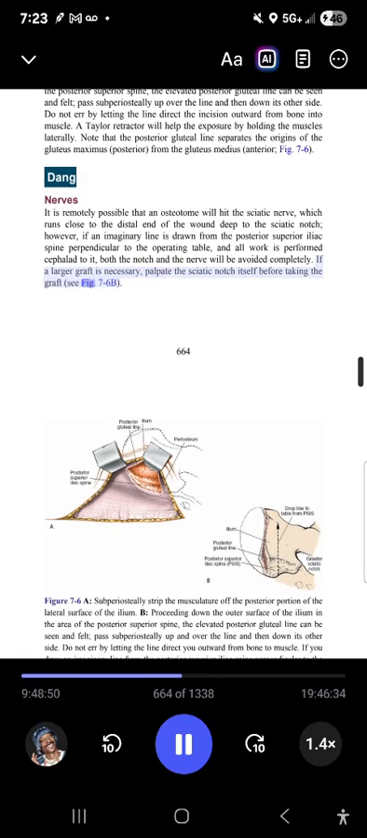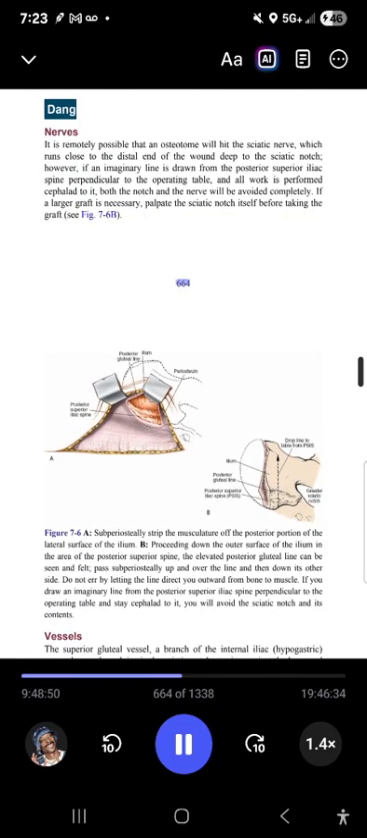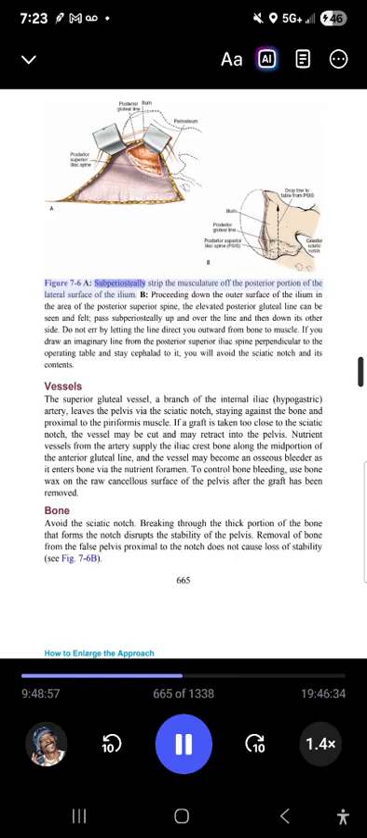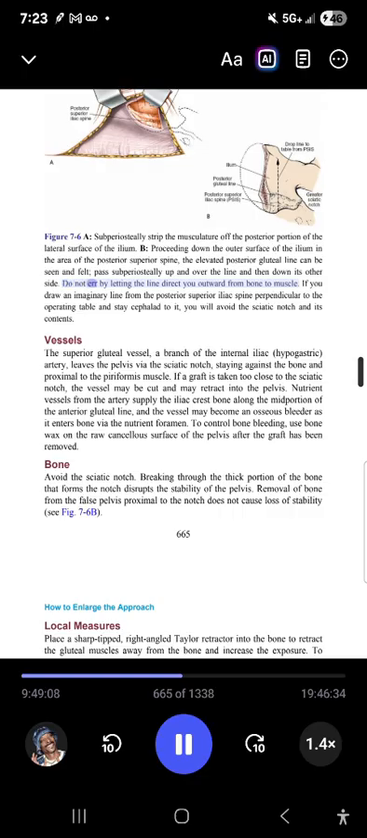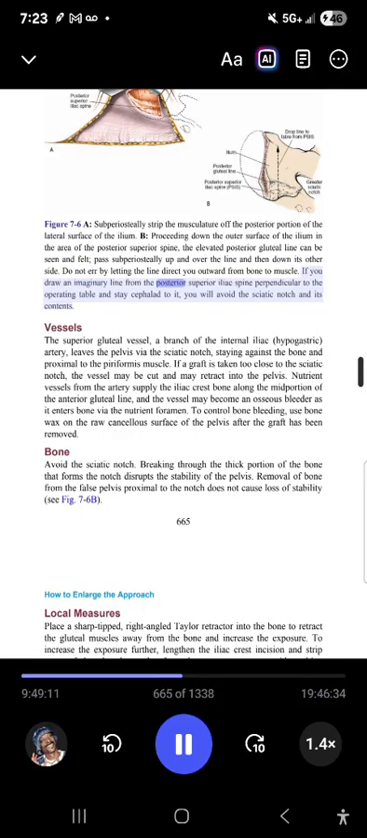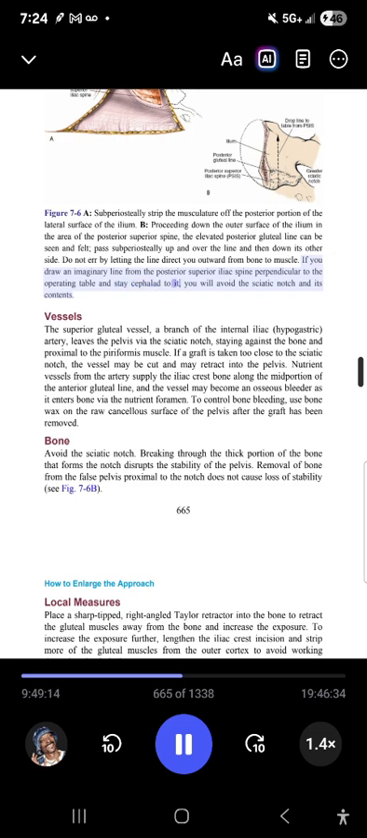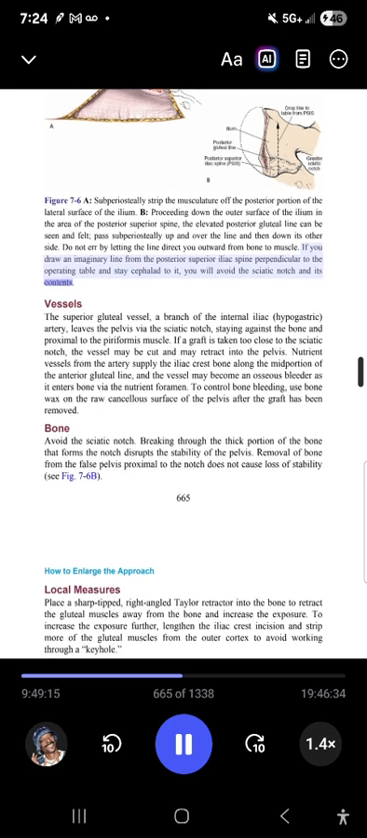See Figure 7-6b. Figure 7-6a. Superiosteally strip the musculature off the posterior portion of the lateral surface of the ilium. Do not err by letting the line direct you outward from bone to muscle. If you draw an imaginary line from the posterior superior iliac spine perpendicular to the operating table and stay cephalad to it, you will avoid the sciatic notch and its contents.